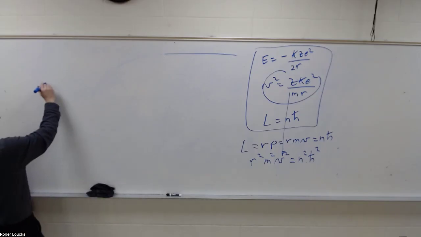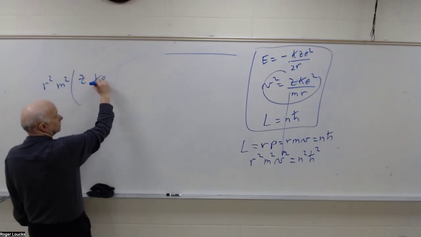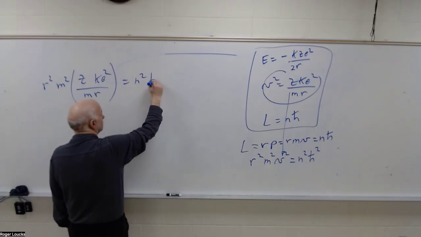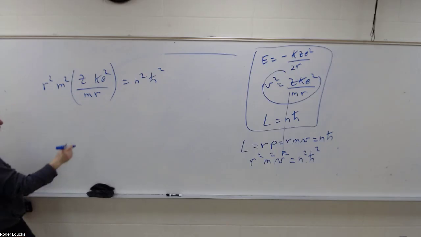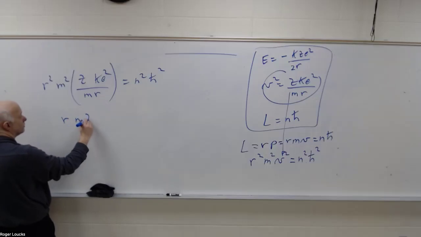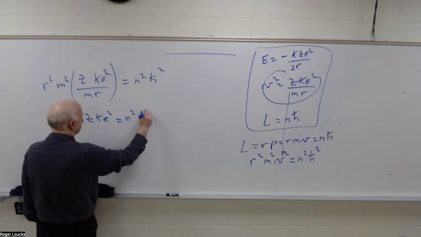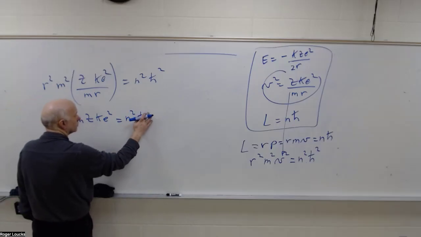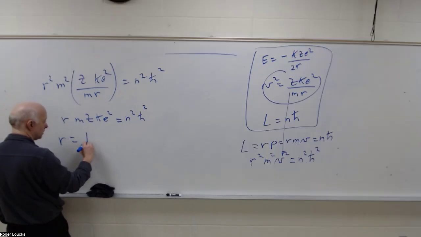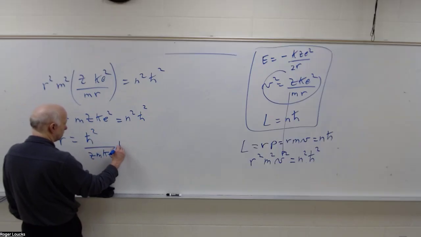So what does that give me? That gives me R squared, M squared, Z, K, E squared, M R equals n squared, ħ squared. And one of the R's goes out, one of the M's goes out. So I'm going to take everything over here. So this gives me R, M, Z, K, E squared equals n squared, ħ squared. Well, my buddy R is ħ squared over Z M K E squared, n squared.